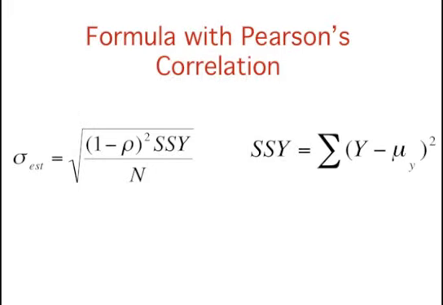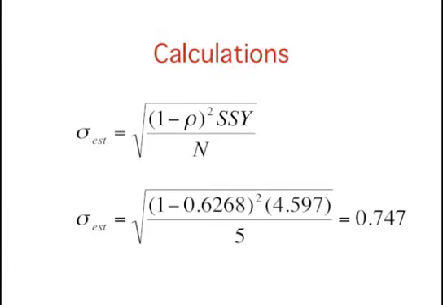On the left is a version of the formula for the population standard error of the estimate in terms of Pearson's correlation. The Greek letter rho is the population value of Pearson's correlation, and SSY is defined on the right as the sum of squared differences between the values of y and the mean of y. For the data presented earlier, rho equals 0.6268 and SSY equals 4.597. Therefore, using this formula, the standard error of the estimate is equal to 0.747. This is the same value that we computed previously using the other formula.